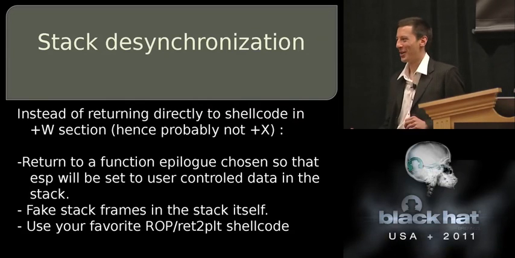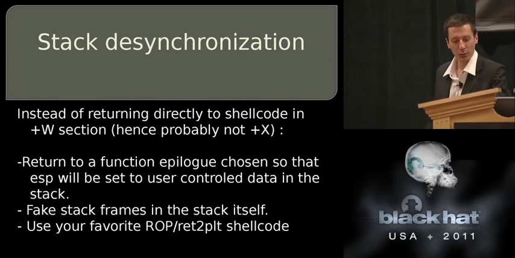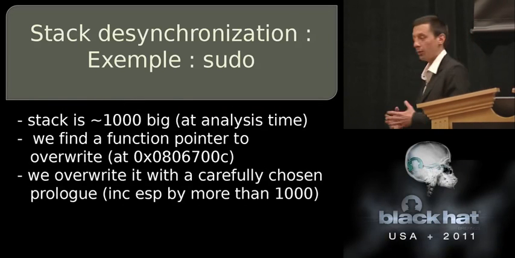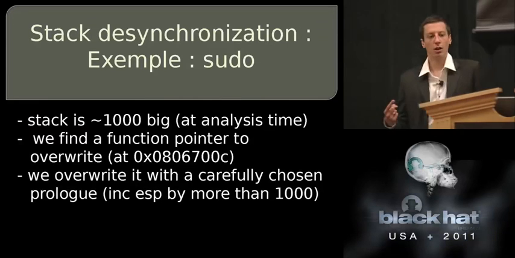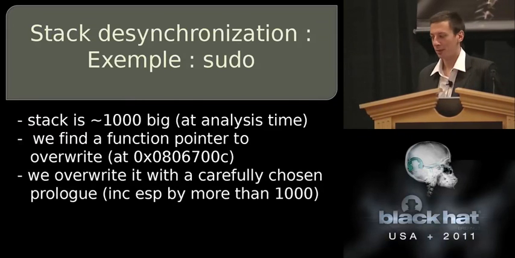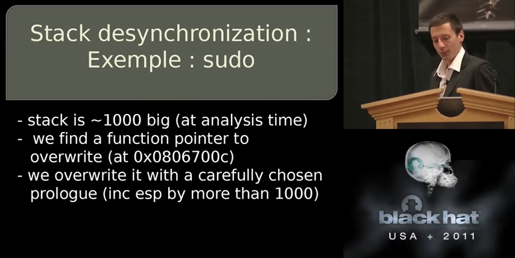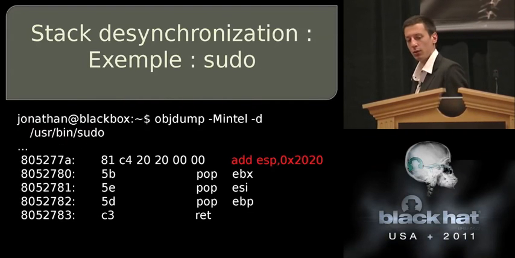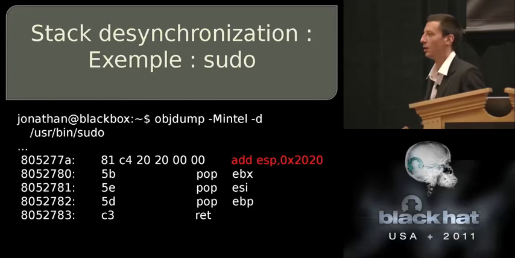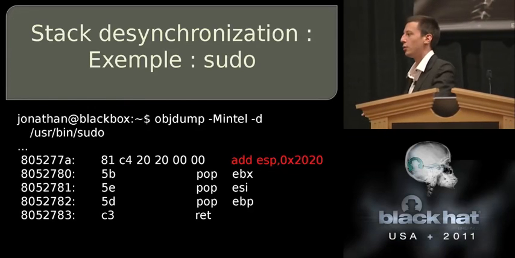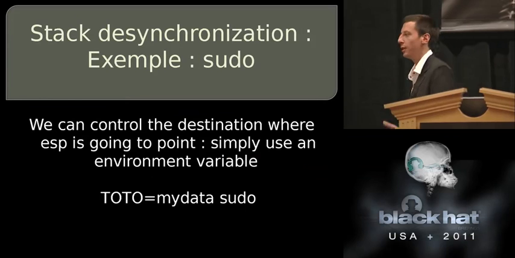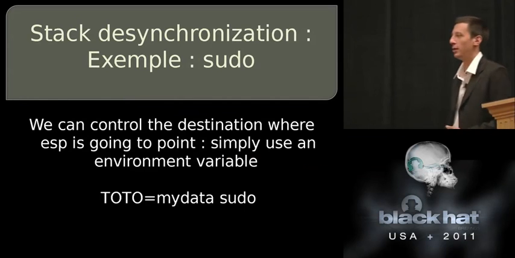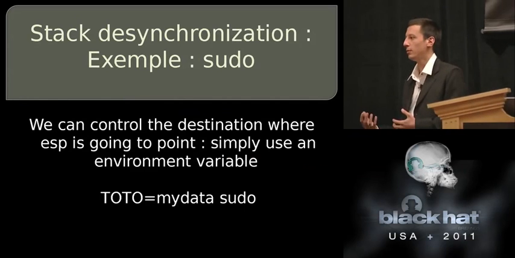The application is not expecting this to happen, but let me give you a better example. Let's say we are attacking sudo, and at the very moment we trigger the invalid write, the stack is about 1,000 bytes big. If we return to a function prologue like this one, which is a lot bigger than 1,000, then we're going to return after the normal stack. What do you find after the normal stack? You find, for instance, environment variables. So we put our own environment variable with a fake stack frame.